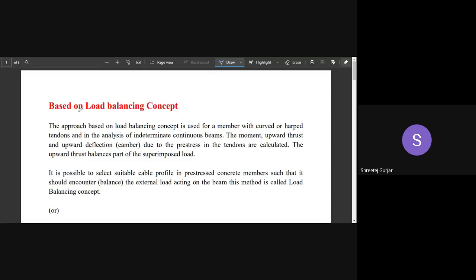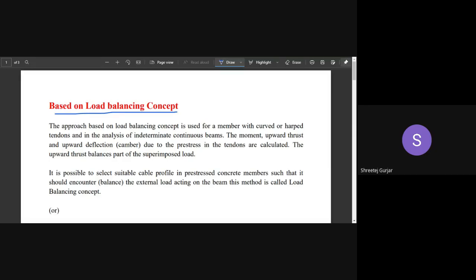So this is based on your load balancing concept. This is the third concept which we are learning to calculate the stresses. As the name suggests, this concept deals with balancing the external loads which are coming on your beam. So this concept is based on balancing those loads.